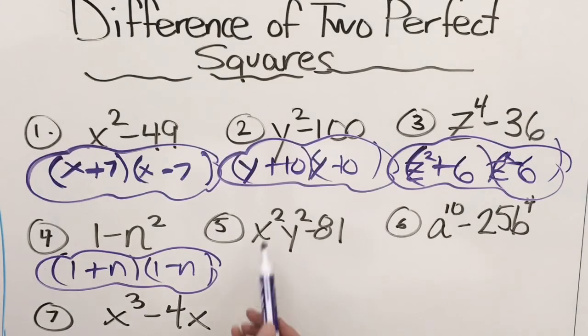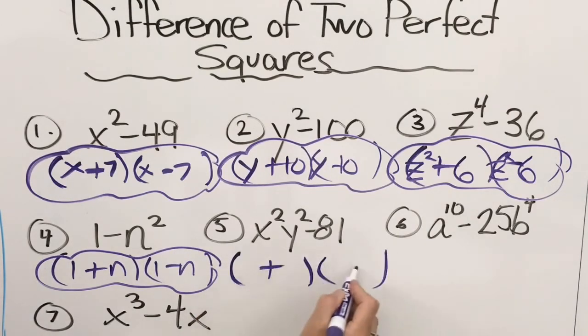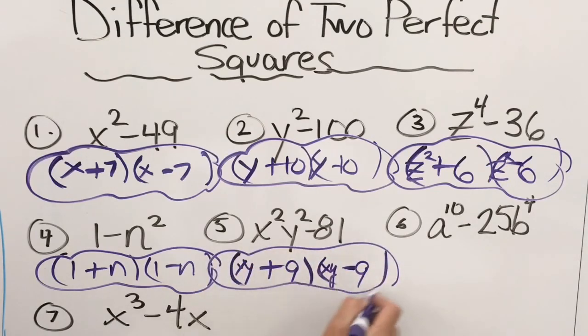Number 5, see, everything's perfect here. See, the variables are even. Remember, we discussed that. To be a perfect square with the variables, you have to have even exponent. And these are two parentheses plus minus. Square root of x squared y squared is xy, goes in the front. And the square root of 81 is 9, goes in the back.